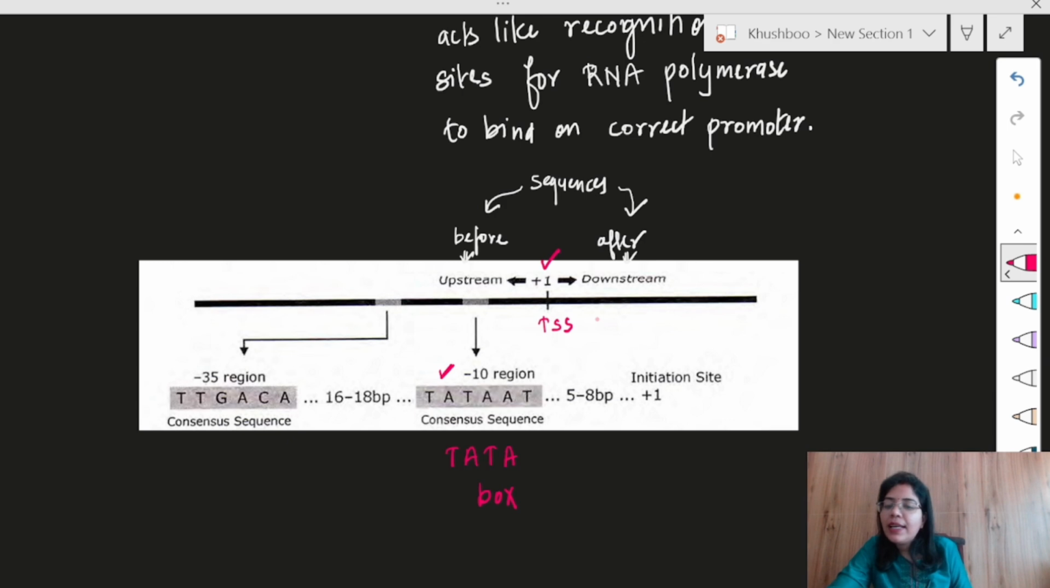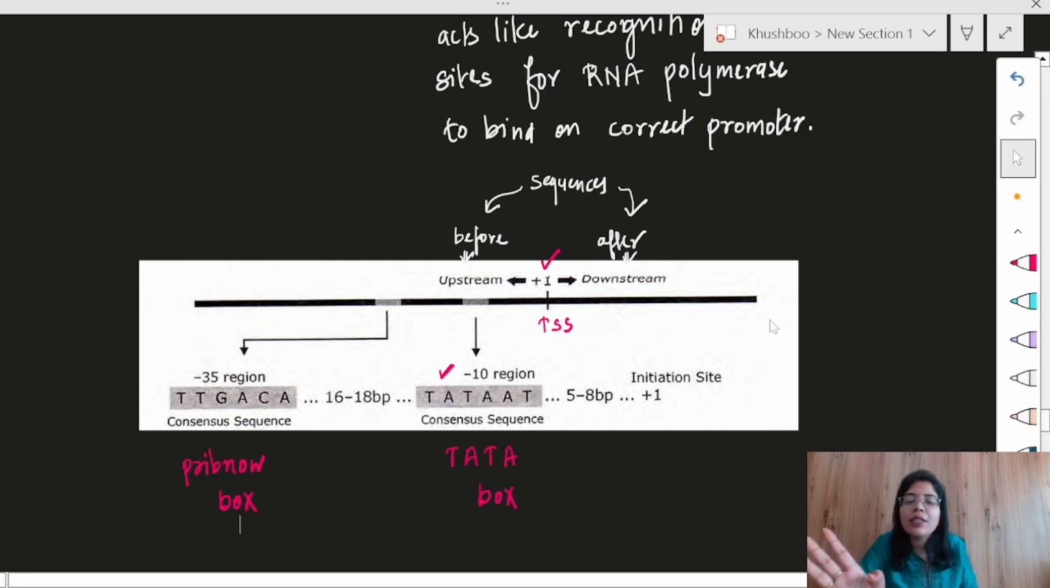Then one more box is there, which is called the Pribnow box, whose sequence is TTGACA. These are the two sequences: one is the -10 box and the other the -35 box. These sequences will be searched by RNA polymerase so that it can bind on them, because these are promoter sequences. In the promoter, there are some specific sequences which are searched by RNA polymerase to allow binding.